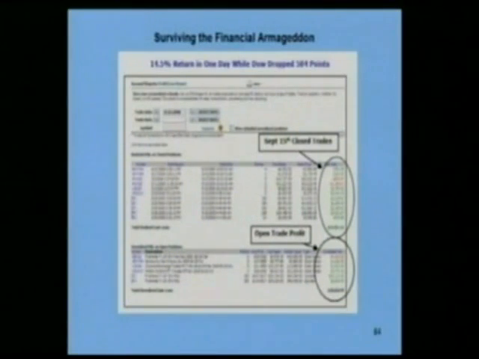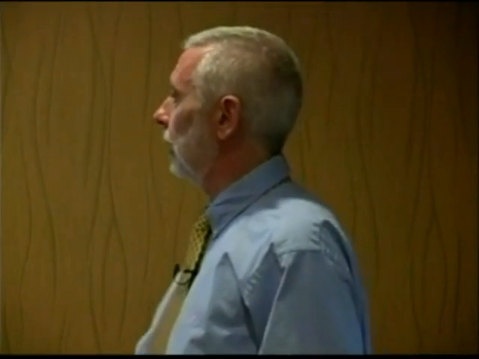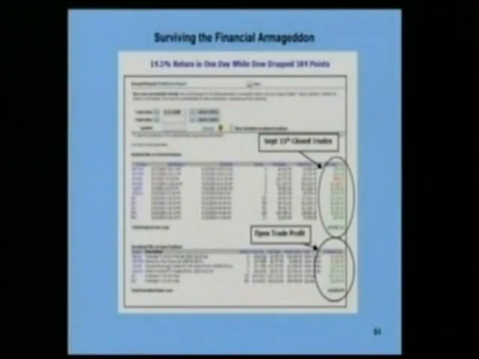This is just a snapshot of my portfolio on September 15th, 2008. I don't know if you remember that day. That's when the whole financial system was imploding, around the time of the Lehman Brothers collapse. And that particular day, the Dow was down 504 points, but I took a snapshot. I trade 10 different accounts, but I took a snapshot of one of my accounts, and here's the closed trades for that day, and then I had open trade profit.